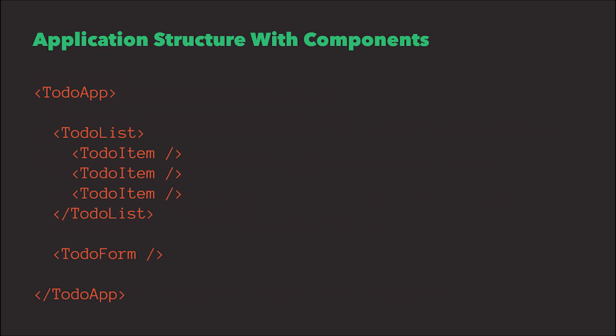So this idea of components is really important in Angular 2 because your entire app is essentially going to be a tree of components. So this is just an example of a to-do app that's built out with components. At the root, you have the to-do app component. Now this to-do app component consists of a to-do list component and a to-do form component. And then the to-do list component is made up of several to-do item components, depending on how many items you actually have in the list.